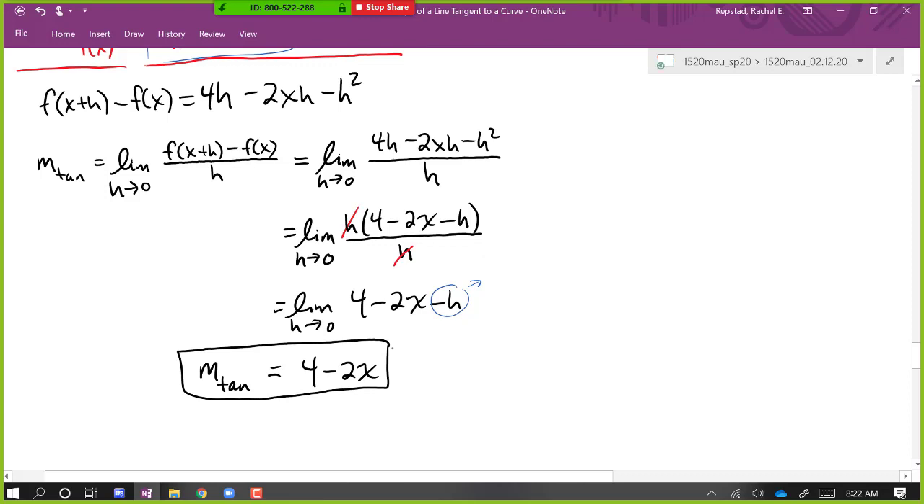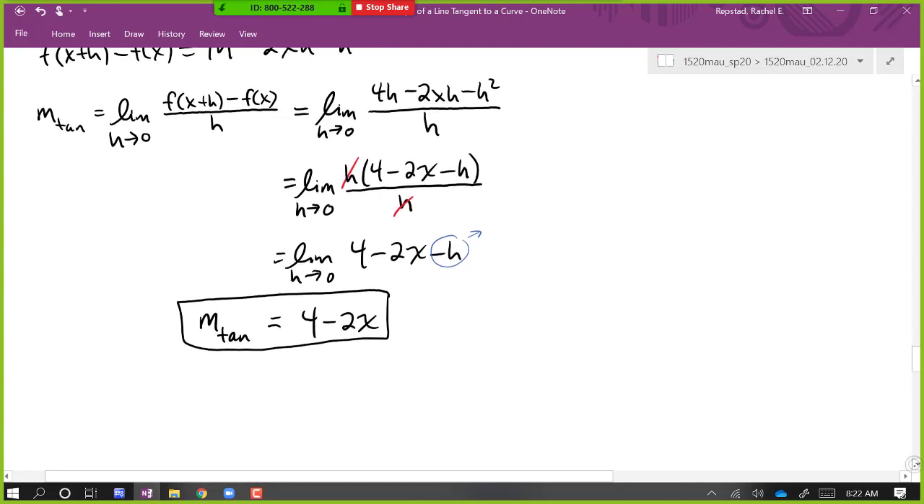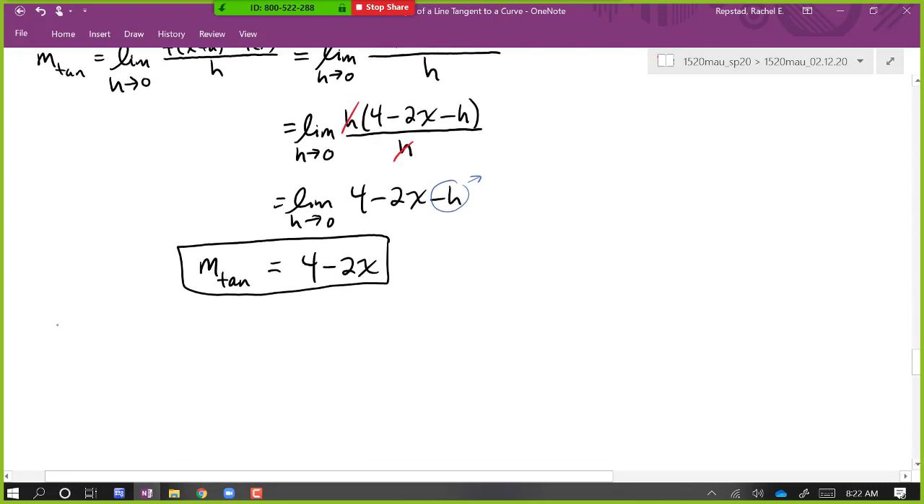And then they said, use your answer to calculate the slope of a tangent line when x is negative 1, when x is 2, and when x is 3. I don't have to compute any more limits. This one limit will do the job for me. So all I'm going to do now is evaluate this at each of these values of x. So when x is negative 1, m tan is 4 minus 2 times negative 1. So that is 6.